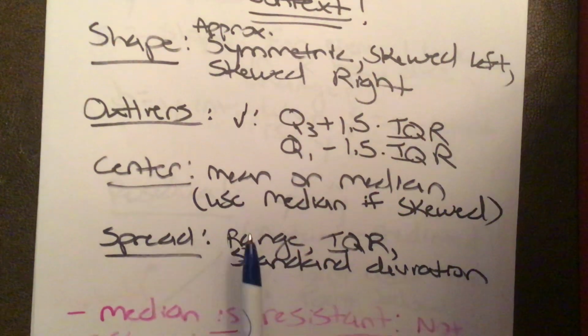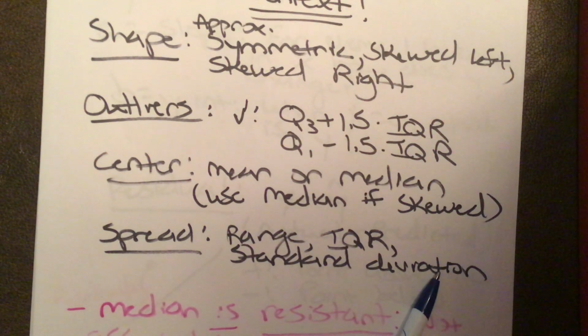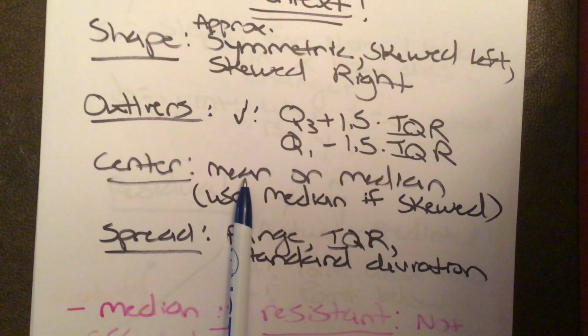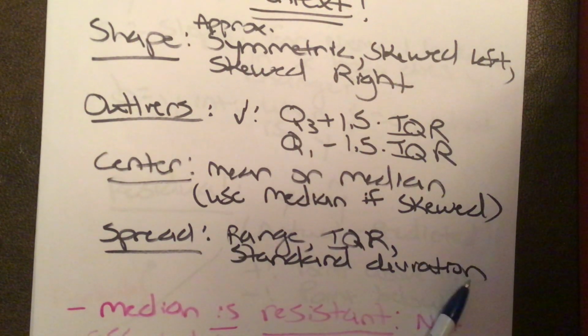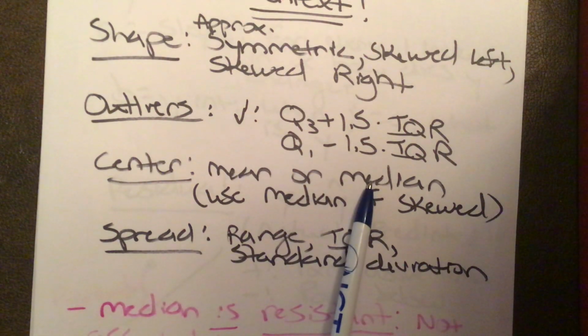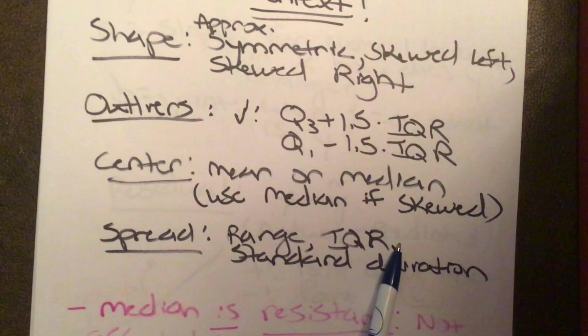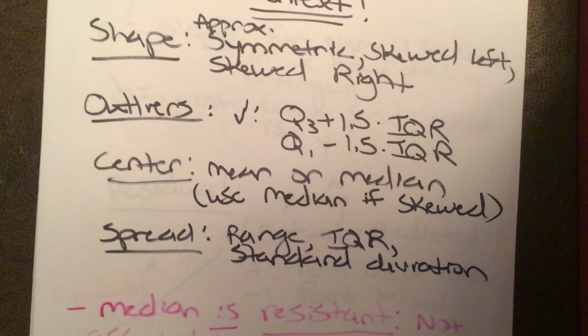For measures of spread, we have the range, the IQR, and the standard deviation. Standard deviation goes with the mean. So if you use the mean as a measure of center, you could use the standard deviation as a measure of spread. IQR goes with the median. So if you use the median as a measure of center, use the IQR as a measure of spread. Range you can use anytime.